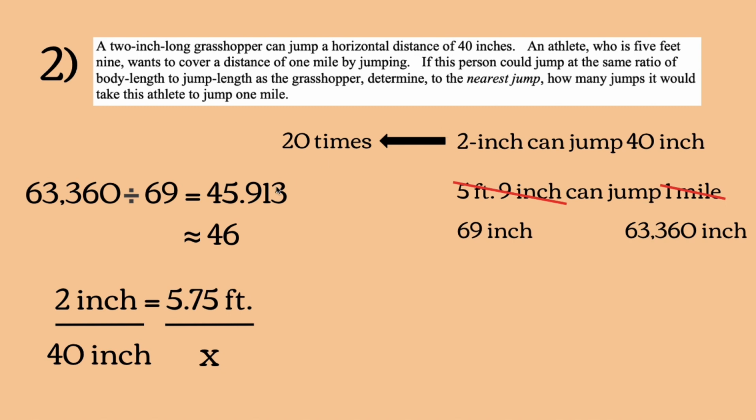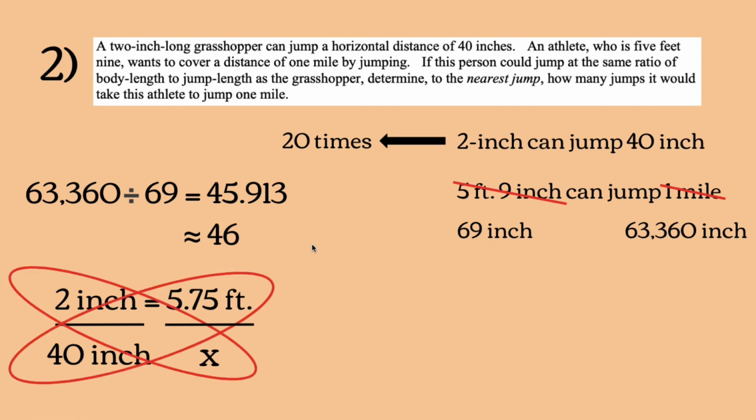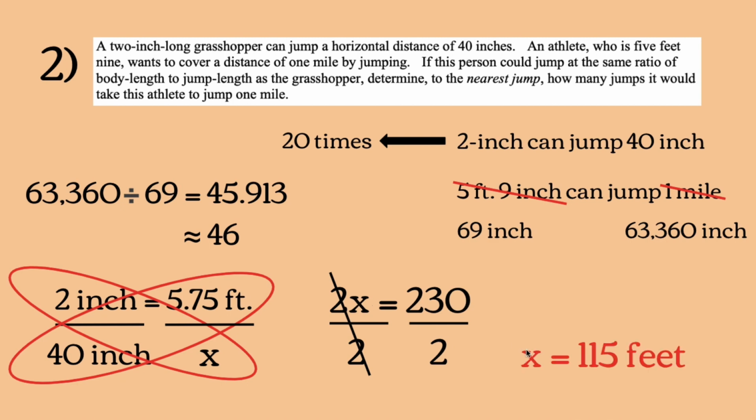And now we're going to set up our proportion. We're going to start with our loop. And then we have our equation 2x equals 230 because 2 times x is 2x, and then 5.75 times 40 is 230. Then we're going to divide both sides by 2. And then our answer is 115 feet.